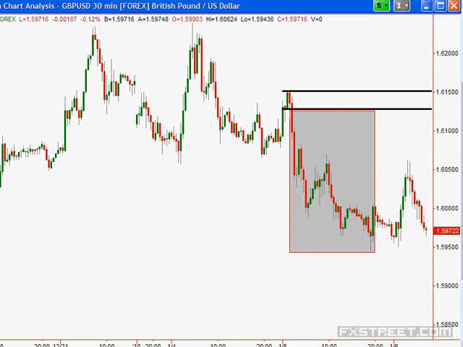So it does not become a supply level. I wouldn't even call it supply for me. It doesn't meet the definition. Okay? As far as demand goes, okay, let's see.